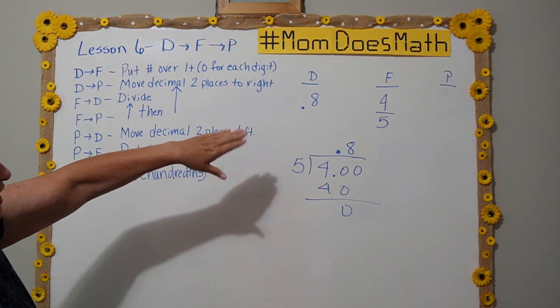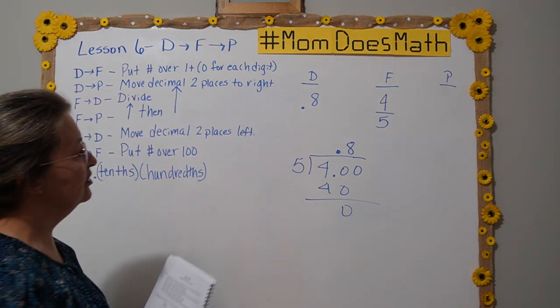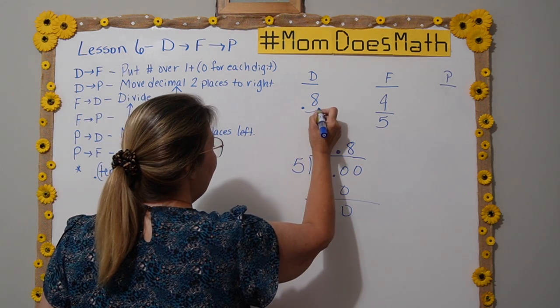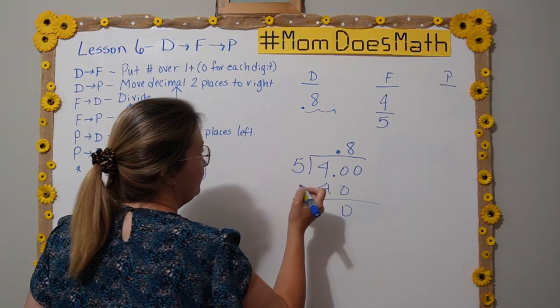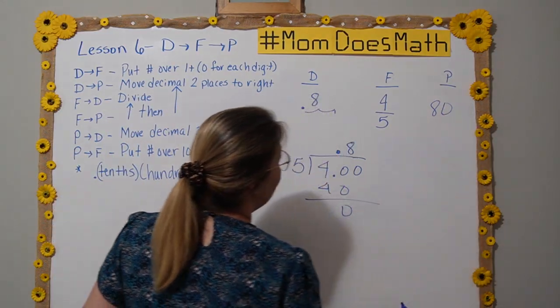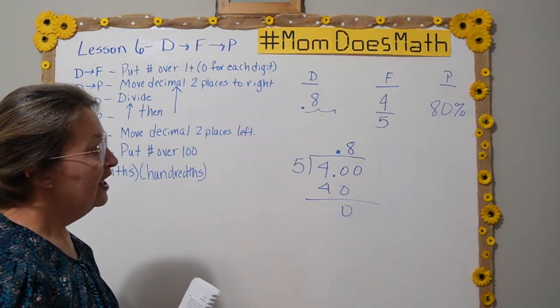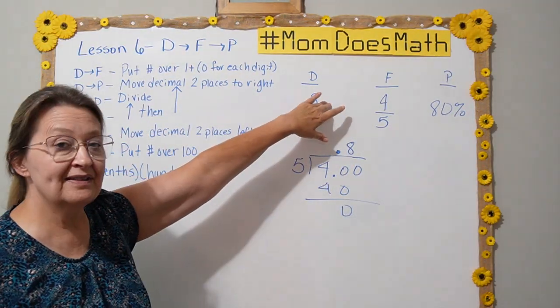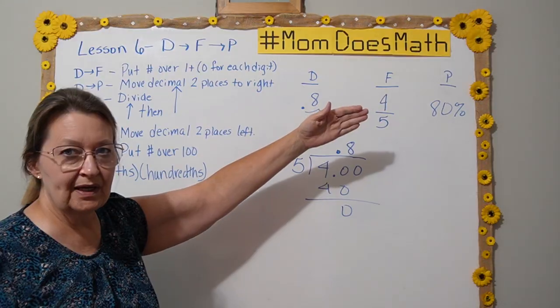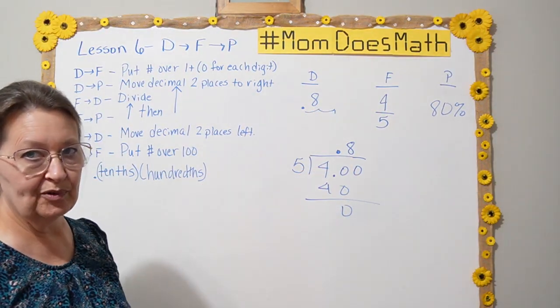Now when I want to change a decimal to a percent, what does it say? Move decimal 2 places to the right. Well, I don't have 2 places. Well, what you do is you fill in with a 0. You have to put something there. So it's going to be 80%. Now you can see the difference. If you didn't put that 0 there, that would be 8%, and that's a lot of difference between 8% and 80%.